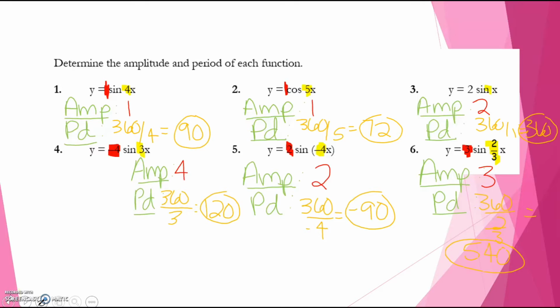Now for the period for all of them, since they're all sine and cosine, you do 360 divided by b. So if you notice, I have 360 on the top of all of these, and I divided them by whatever's in front of the x, and the circled answers are what the period is.